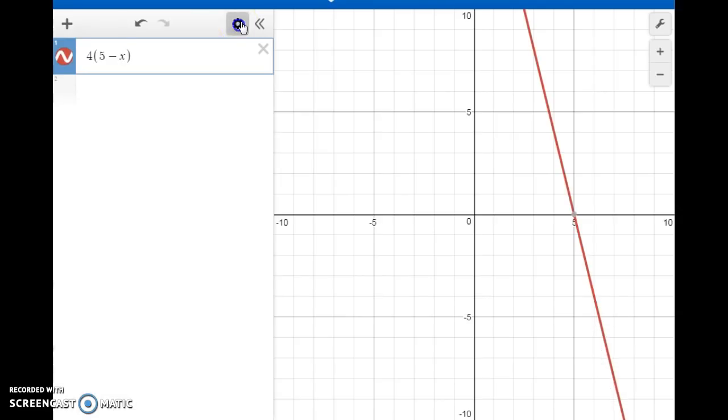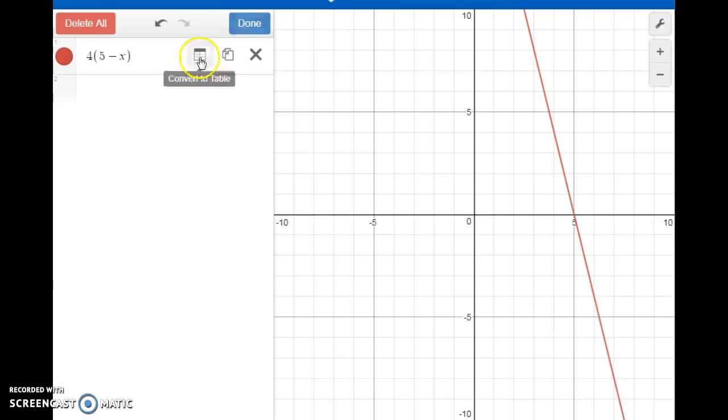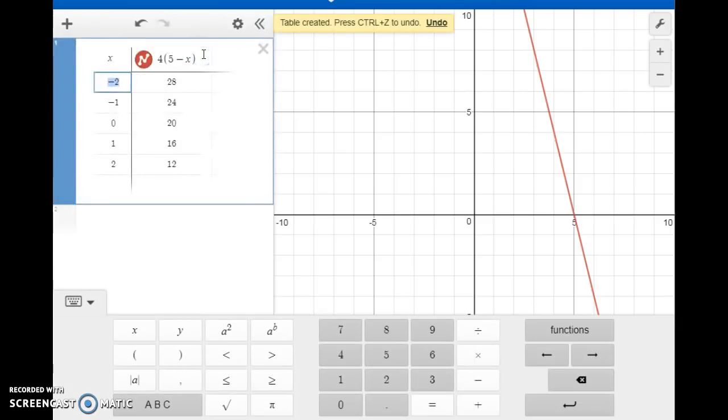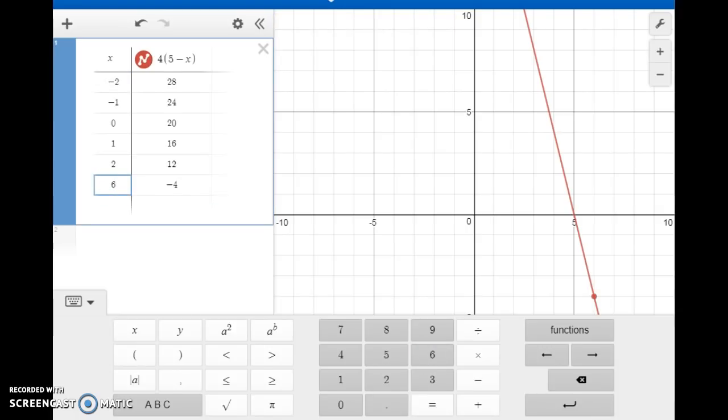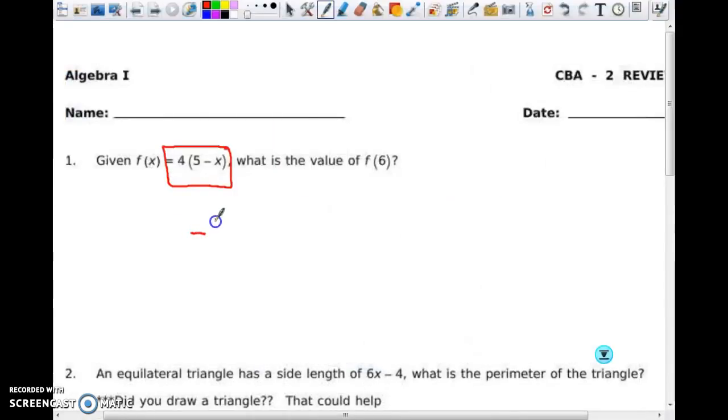Okay, and then you can just look at a table, right? We want to know if you put in 6 for x, what do we get out? We should get out a negative 4. So for question number 1, we should get out a negative 4, all right?